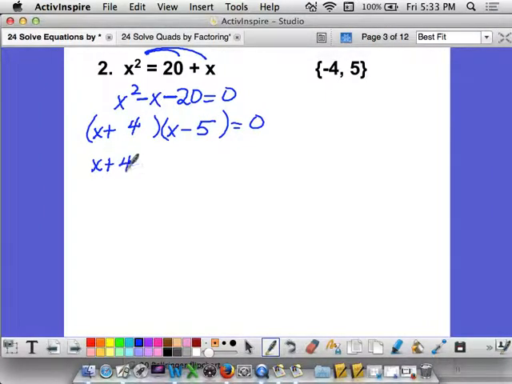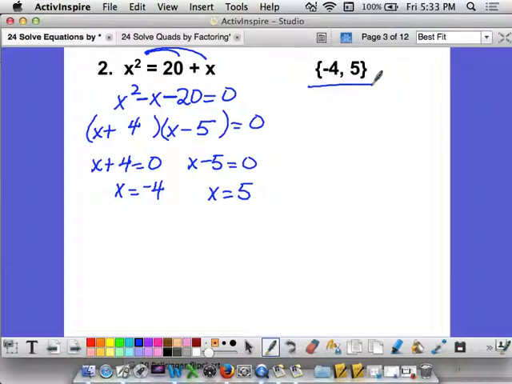Set each one of these equal to 0 and solve. Subtract 4 from both sides, and that's negative 4. Add 5 to both sides, and that's a positive 5. And you get the answer from least to greatest, negative 4, 5.